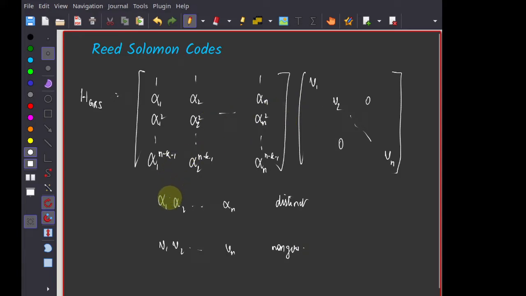So recall that the alpha 1, alpha 2, up to alpha n were called the code locators, and the vi's were called the column multipliers.